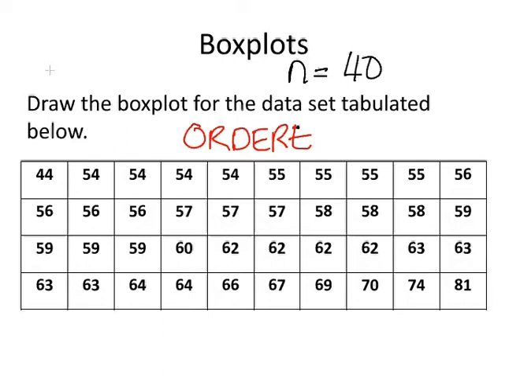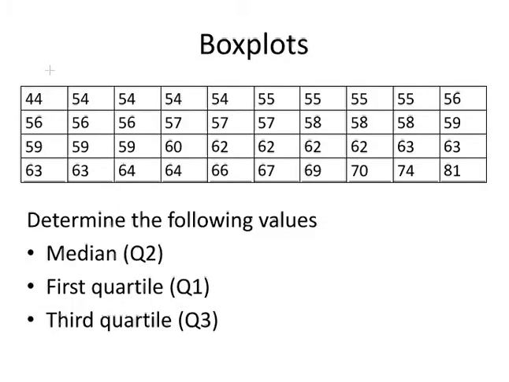So it's going to make some particular values very easy to spot. So the data set is in order, so that makes things much easier. If it's not in order, you have to put it in order. So, moving on, we have to compute the median, the first quartile, and the third quartile of this data set.